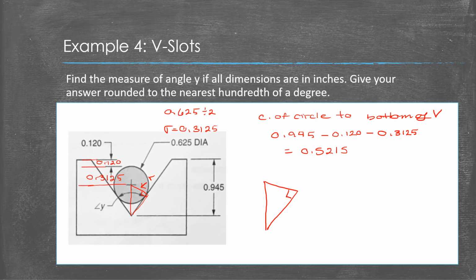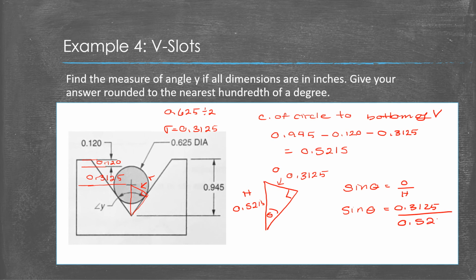So we know this distance from the center of the circle down to the bottom, we just calculated it, so it's 0.5215. We know that this is equal to a radius of 0.3125. And if I want to know the angle down here, it's an easy calculation. Opposite, hypotenuse. So the sine of our angle is equal to opposite over hypotenuse. Put the numbers in. Sine of the angle is equal to 0.3125 divided by 0.5215.